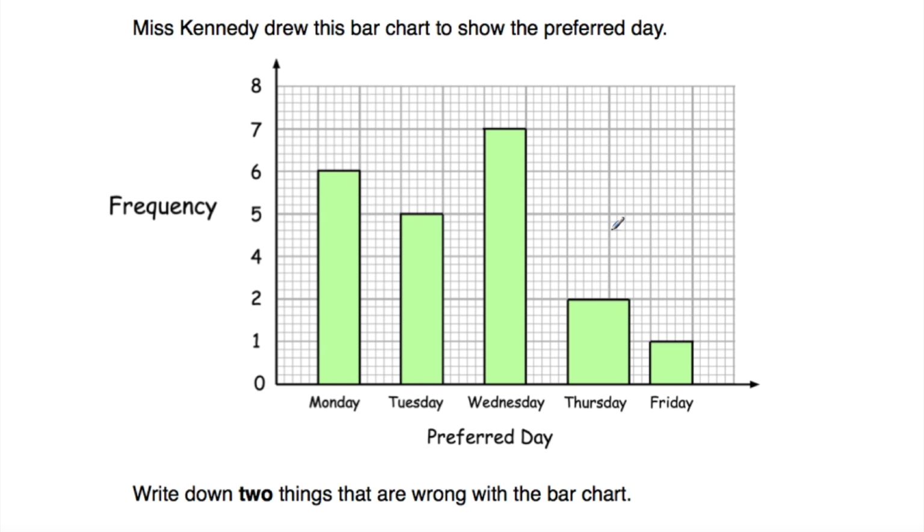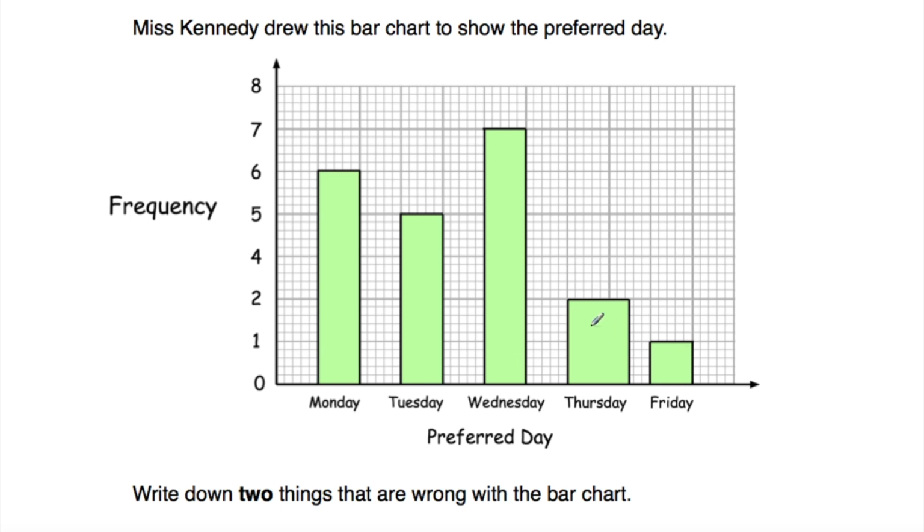Whenever I'm doing questions like this, the first thing I do is look at the bar chart and see if there's anything obvious that jumps out at me. If we look at the bars for Monday, Tuesday, Wednesday and Friday, they've all got the same width. They're all one big box across, or 5 of the little boxes: 1, 2, 3, 4, 5 little boxes. Monday has that width, and Tuesday, Wednesday and Friday have the same width.